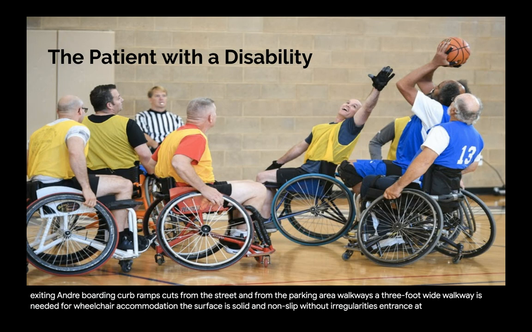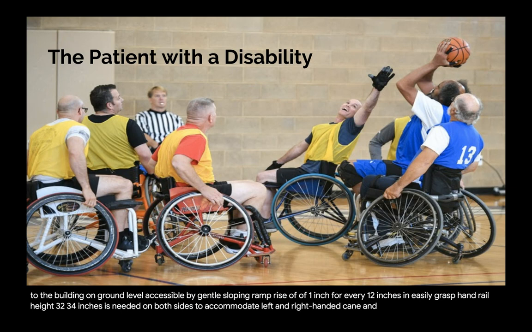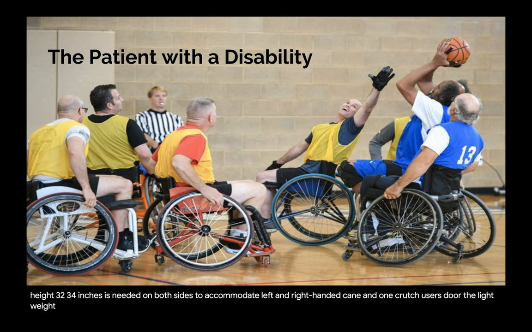Entrance. At least one entrance to the building on ground level is accessible by a gentle sloping ramp, a rise of 1 inch for every 12 inches. An easily grasped handrail, height 30 to 34 inches, is needed on both sides to accommodate left and right-handed cane and one crutch users. Door: the lightweight door with a lever type of handle opens at least 32 inches to accommodate a wheelchair.